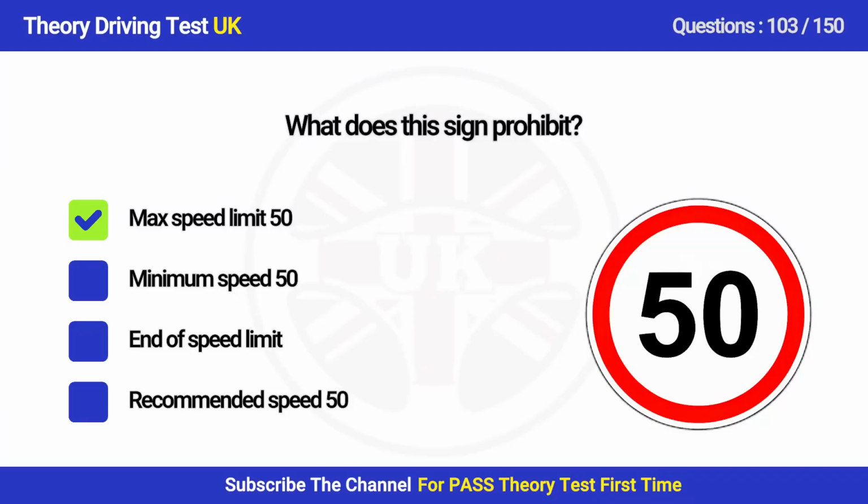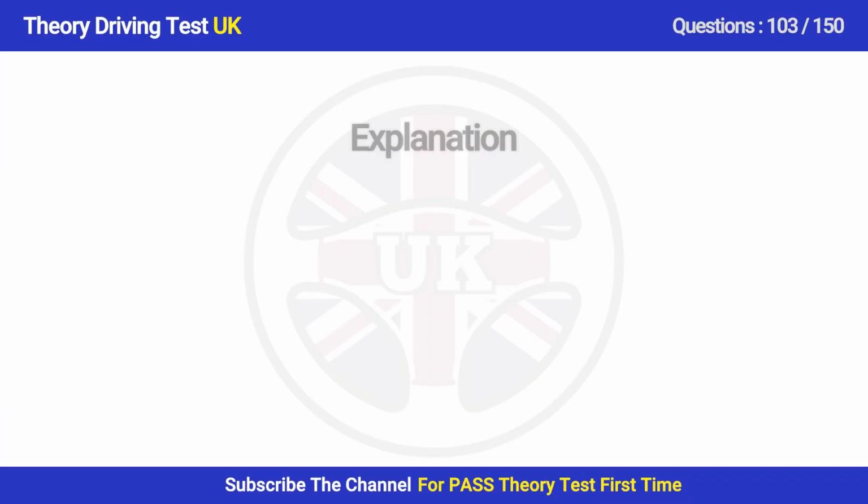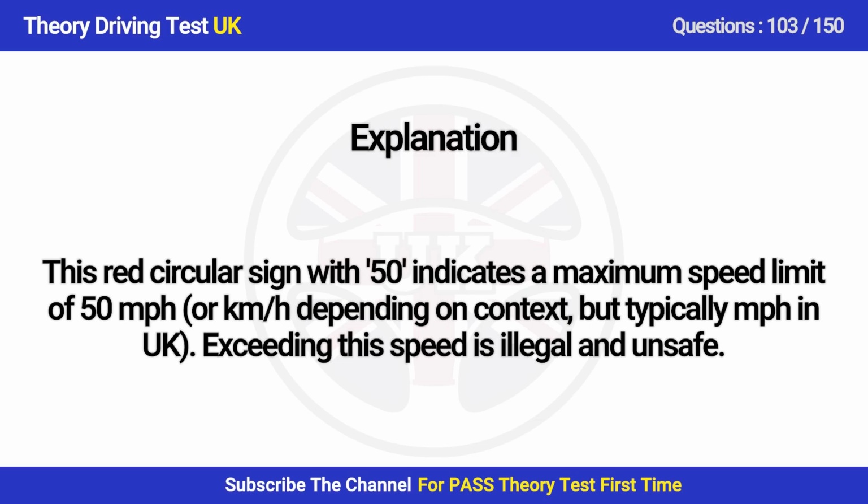Answer is A. Max speed limit 50. This red circular sign with 50 indicates a maximum speed limit of 50, depending on context, but typically exceeding this speed is illegal and unsafe.